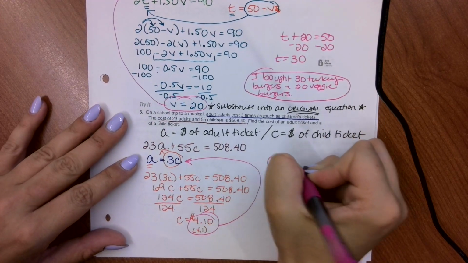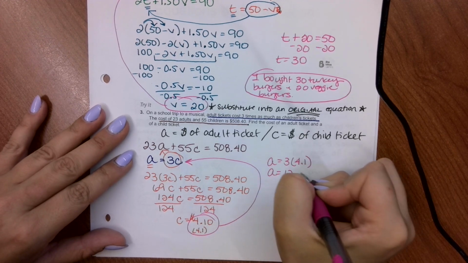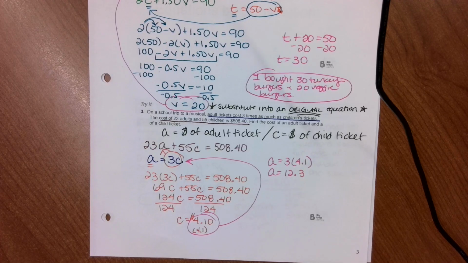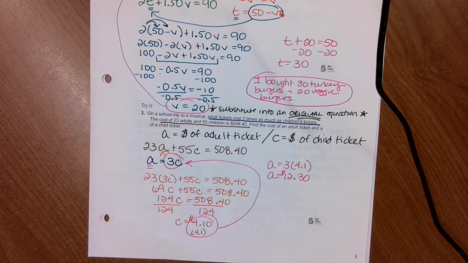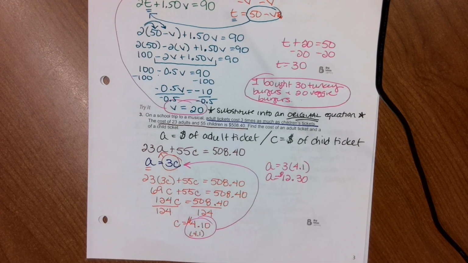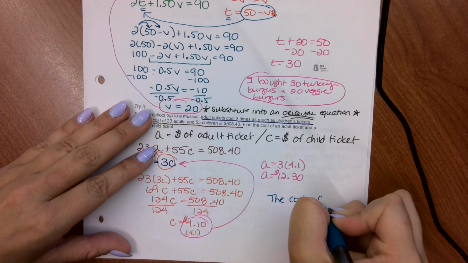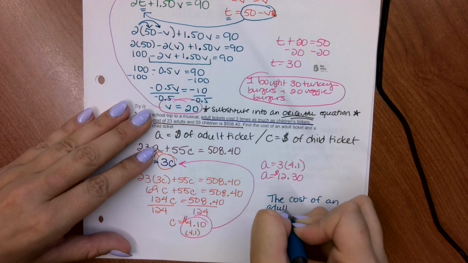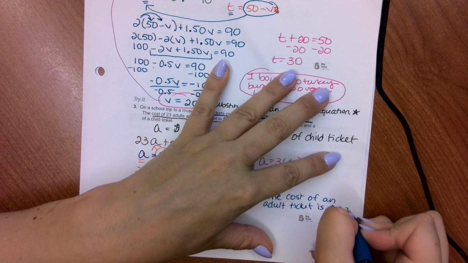So A is going to be 3 times 4.1. A is going to be 12.3. Sure, you want to keep it like that, but it really means $12.30. And here's why I'm making that a big deal. Because our final answer is not the point 4.1 comma 12.3. We have to make it a situation reverting back to what we're talking about. So the cost of an adult ticket is $12.30.